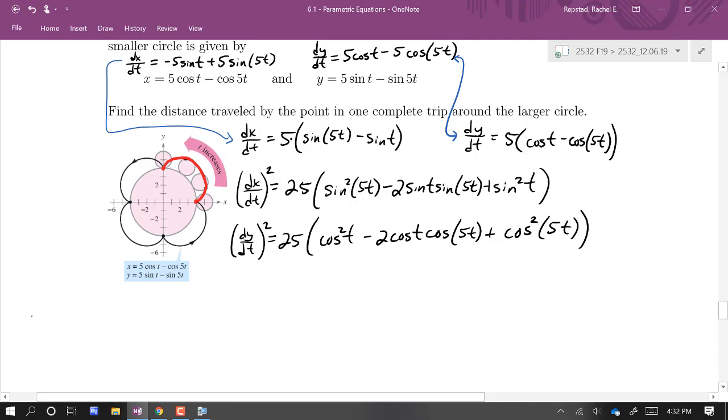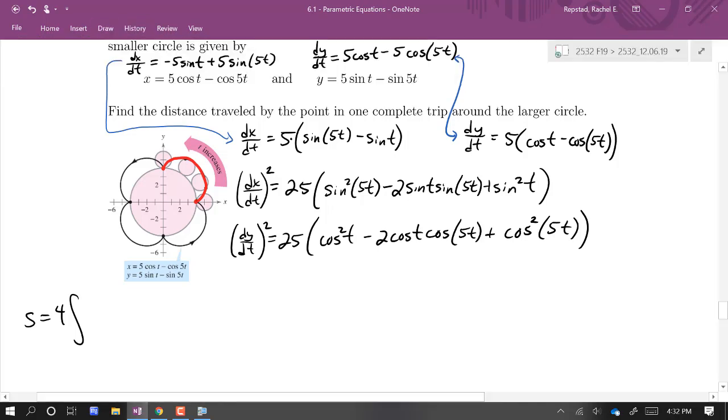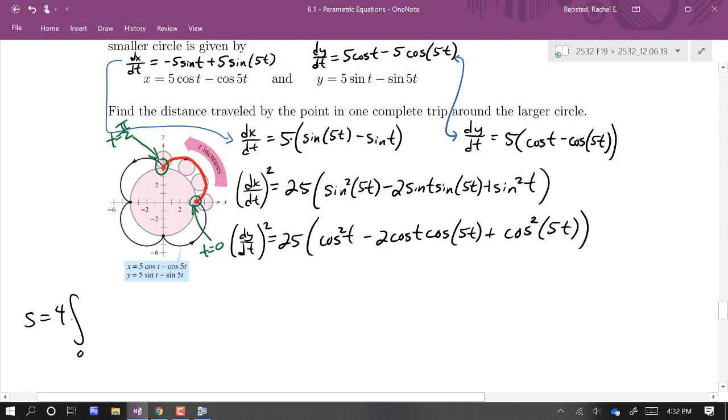All right, so our arc length is going to be 4 times the integral, because we're only doing one of those, right? A quarter of those. This point here is when t equals 0, and this point up here is when t equals pi over 2. So we're going to integrate from 0 to pi over 2 and then multiply that by 4.